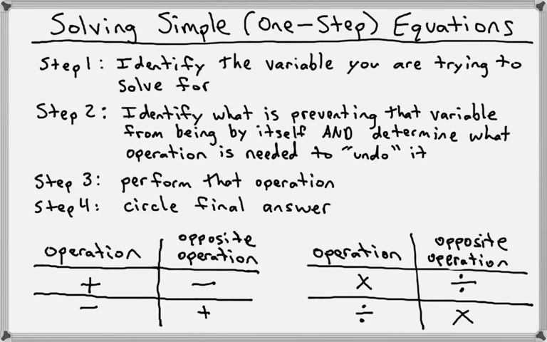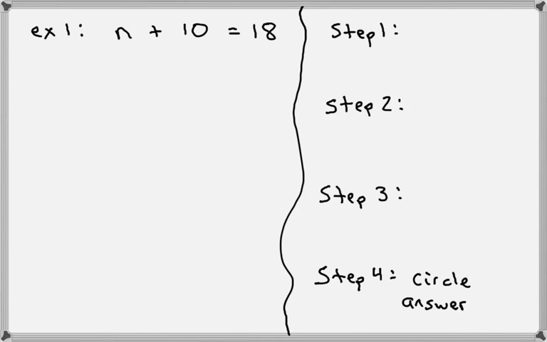Let's look at a first example. Here we have that n plus 10 is equal to 18. Well, step 1 says we must identify what we are trying to solve for. I'm going to do that by putting a box around the variable I'm trying to solve. I am trying to solve for n. So step 1 is now complete.